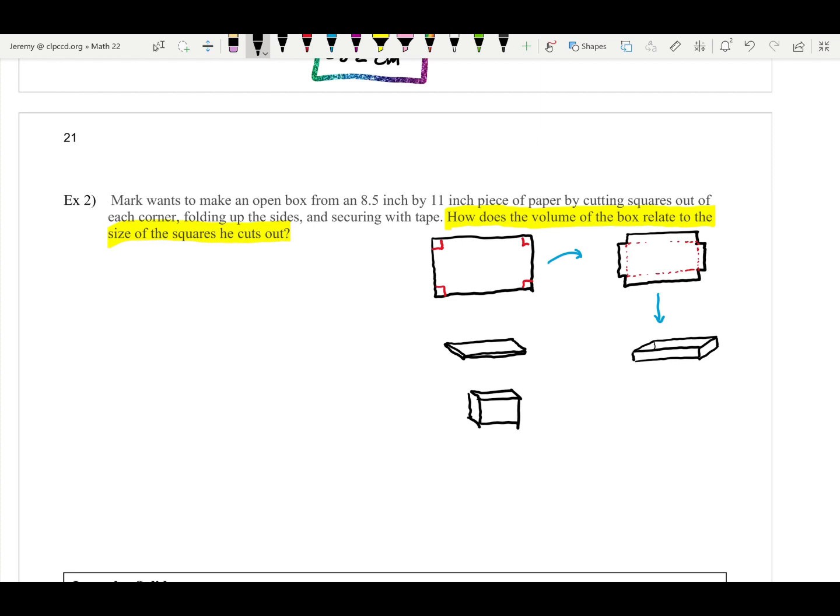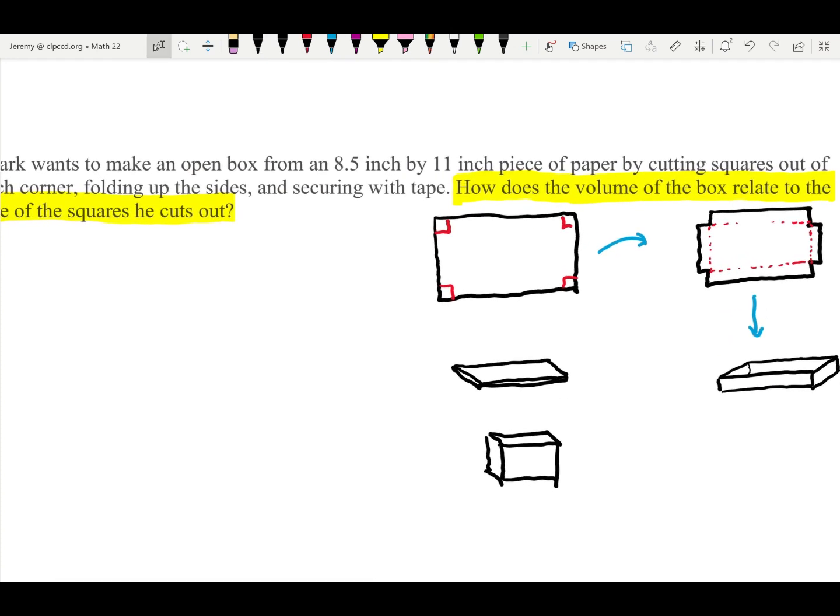Right? So depending on how big these red squares are that we cut out, it's going to affect the volume of the box that results. So the question is how can we relate the volume to the size of these squares? Well, we're going to have to set up a variable here because really we're trying to set up an equation that has this variable, let's call it x, as the independent variable in some volume formula for this box.